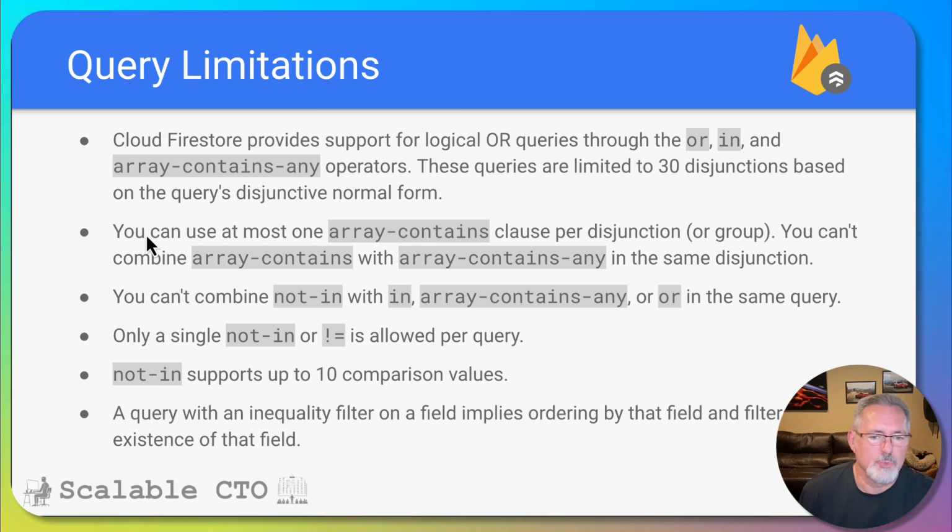You can use at most one array-contains clause per disjunction, basically per field that you're filtering on. This doesn't really end up being much of a limitation because you can kind of code around this. You're not going to be hemmed in by something you can or can't do with the database. You're just going to have to think about how you form these array-contains clauses to make it work. You can't combine a not-in with an in, array-contains-any, or or in the same query. It's generally pretty bad at doing negations and even range queries for that matter.